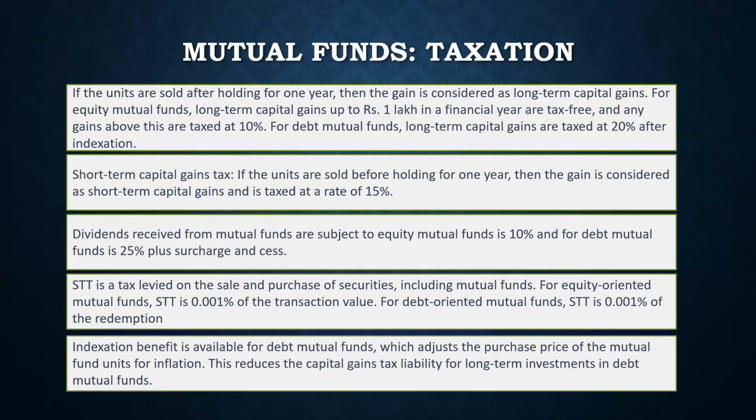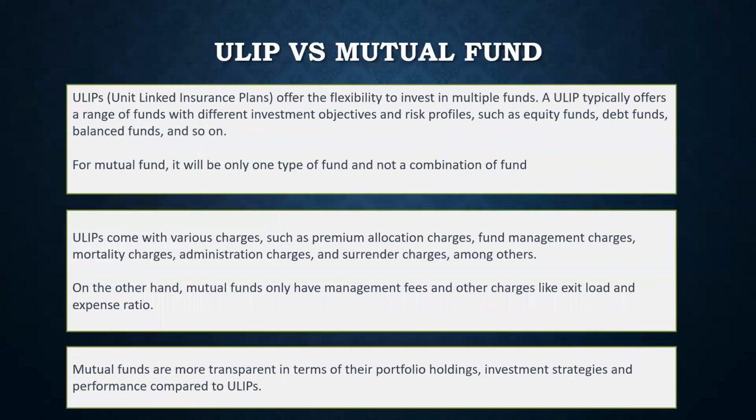Anyways, indexation benefit is available for debt mutual fund, which adjusts the purchase price of the mutual funds for inflation, as I've mentioned, right? And this reduces the capital gain tax liability. This is one point that I've already covered, so I think this is quite clear. So, ULIP versus mutual fund, right? Now the main topic comes.